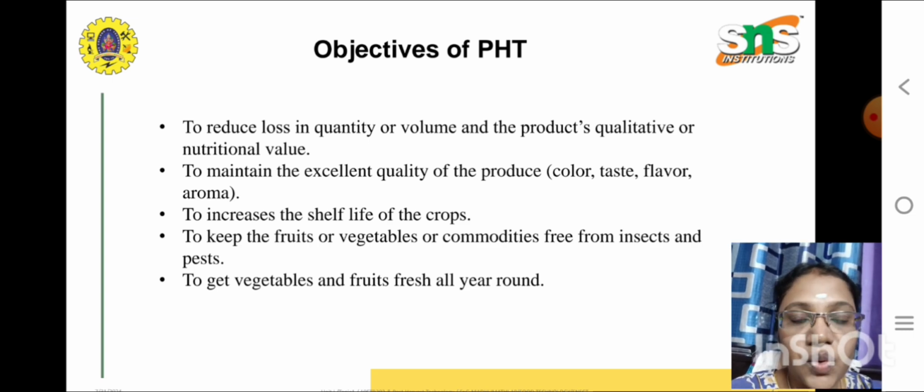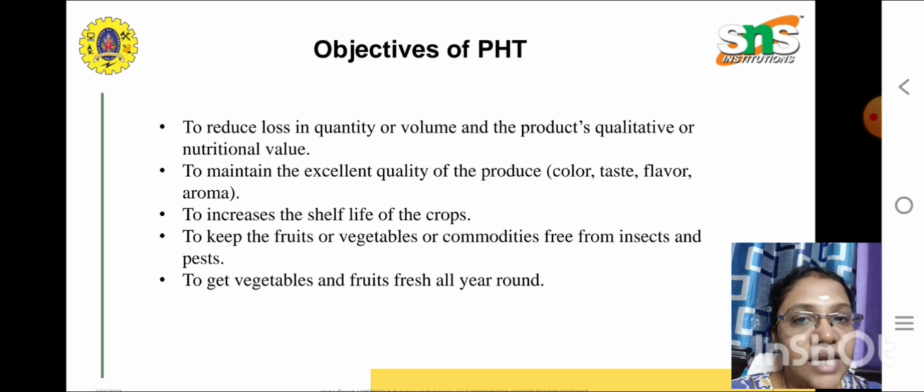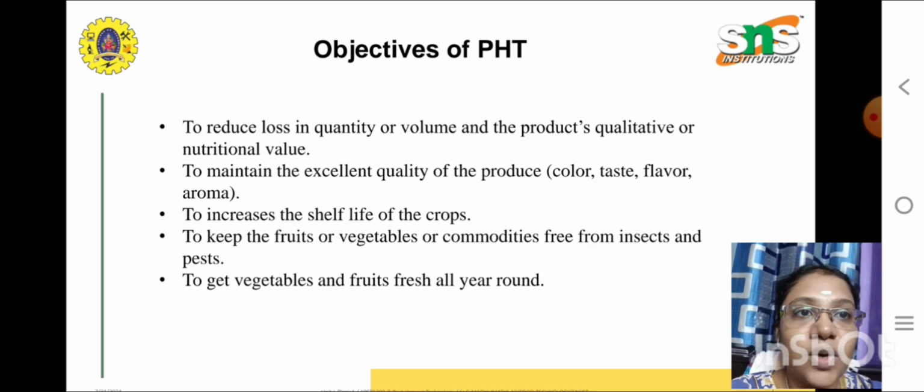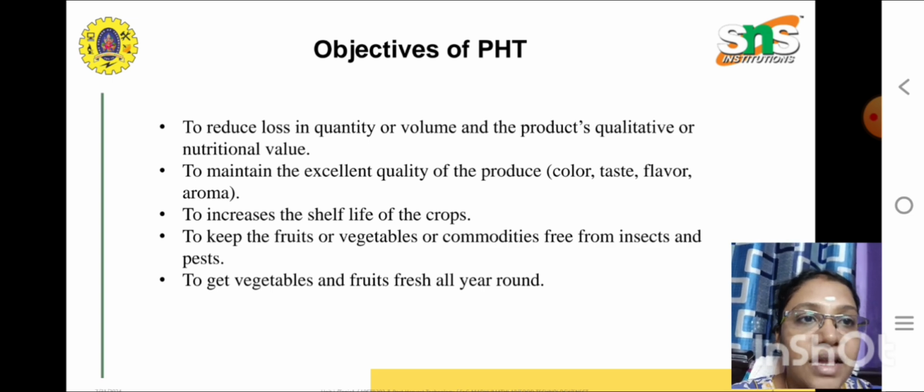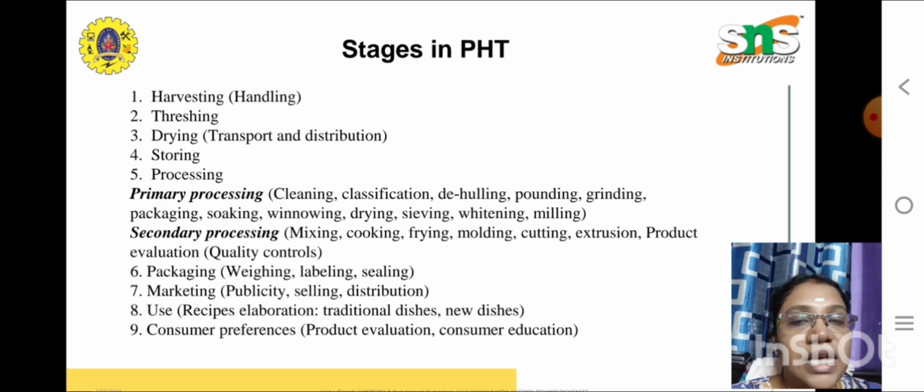First, as I already told, it will reduce the loss in both quantity and also in volume, and the product's qualitative as well as the nutritional value. And also it will maintain the excellent quality of the produce, that is it will retain its color, taste, flavor and the aroma. Obviously it will increase the shelf life of the crops to keep the vegetables and the fruits fresh all year round. And also it will keep the agricultural commodities free from infestations. So these are the objectives.